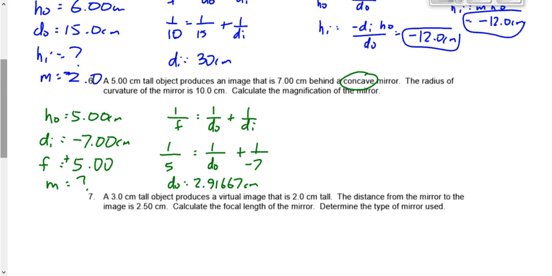And now let's find M. Negative DI, negative 7.00 over DO, which is 2.91667. Gives me a magnification of 2.40.